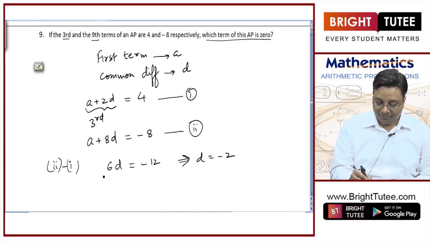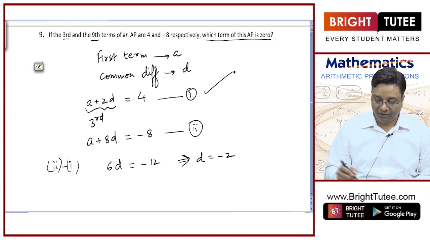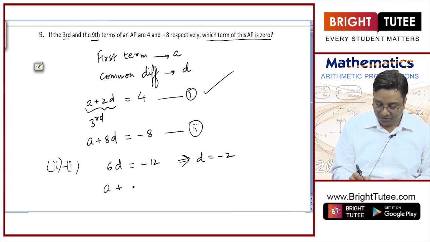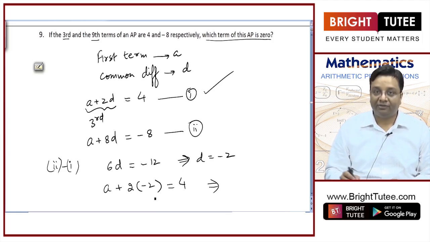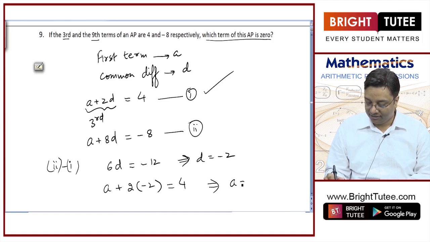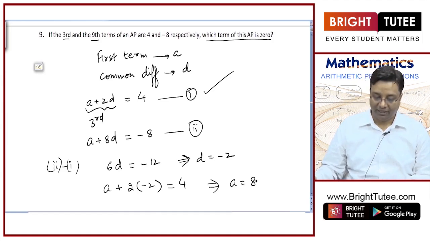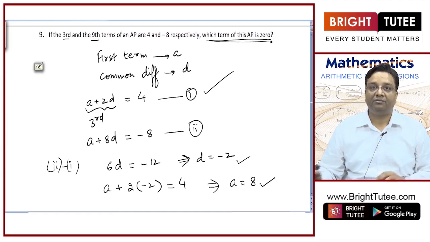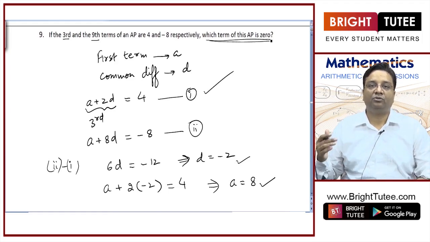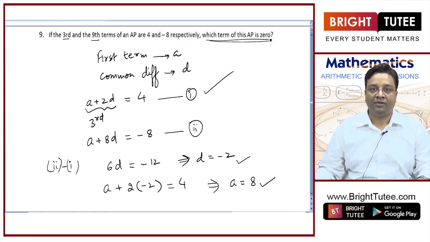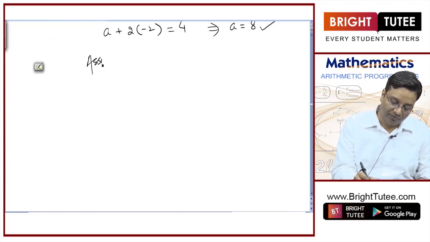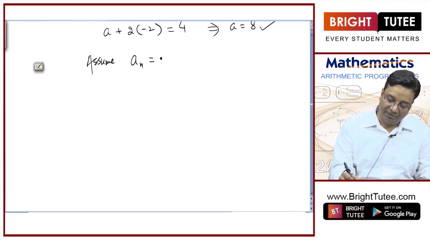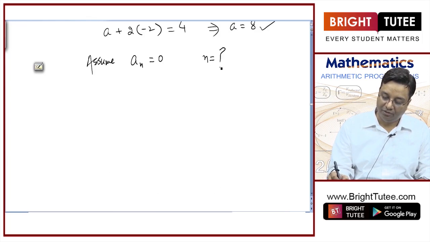So what is the first term? Let us put D equal to minus 2 in equation 1. Okay, so A plus 2 into minus 2 is equal to 4. Hence, A minus 4 is equal to 4 means A is equal to 8. Okay, so I have got first term here, I have got common difference. I need to find which term of this AP is 0. So if I assume, let us say nth term of this AP is 0, then I'll just have to find value of n. So let us assume nth term of this AP is 0. Now I need to find value of n only.